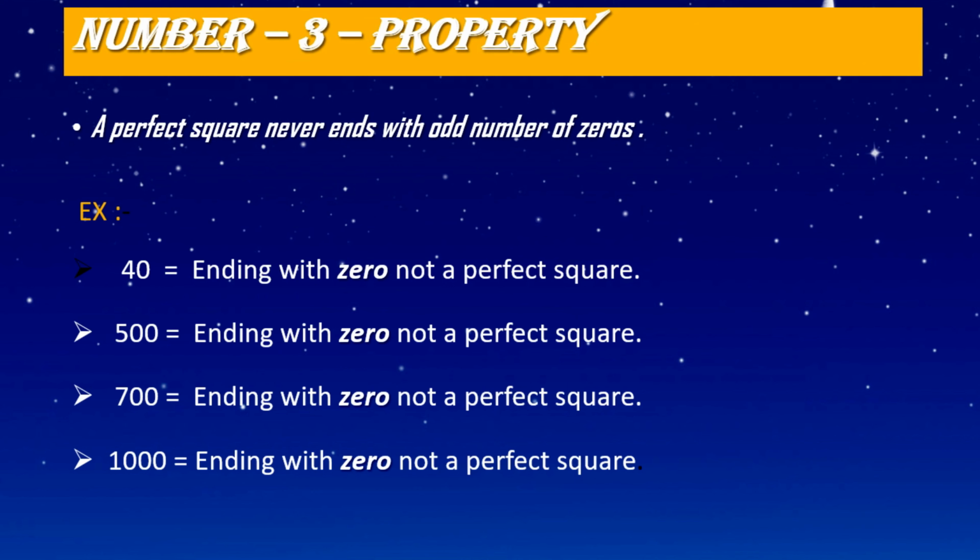Let's take some examples. 40, ending with 0, is not a perfect square. 500, ending with 0, is not a perfect square. 700, ending with 0, is not a perfect square. 1000, ending with 0, is also not a perfect square. In this third property, we have discussed that a perfect square never ends with an odd number of zeros.